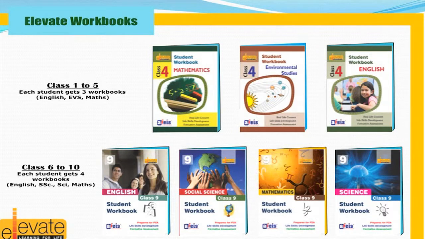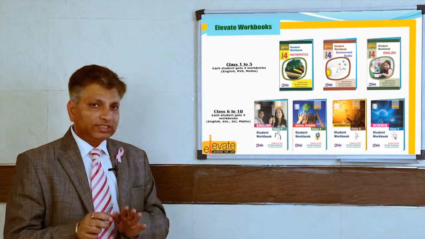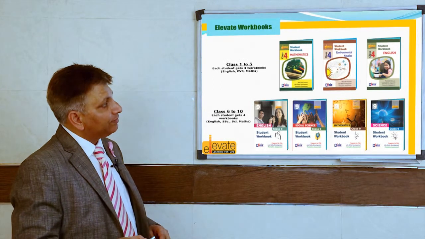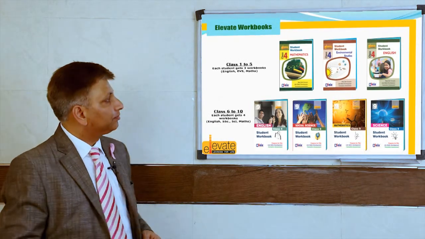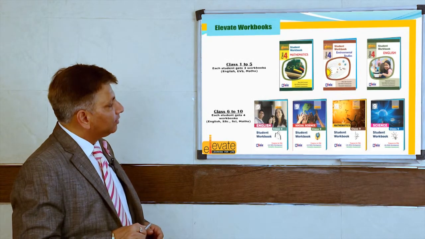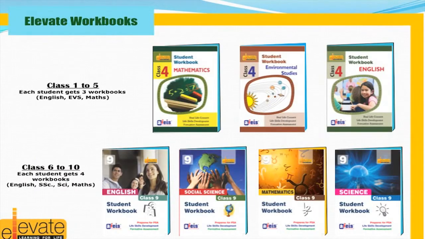The Elevate looks like something this. For junior classes, class 1 to 5, each student will get 3 books: mathematics, environmental studies, and English. In environmental studies, this is a mixture of science and social science. In English, we have many activities for life skills. For senior classes, we have 4 books: English, social science, mathematics, and science. And in these books, we have covered the entire syllabus for the academic year.